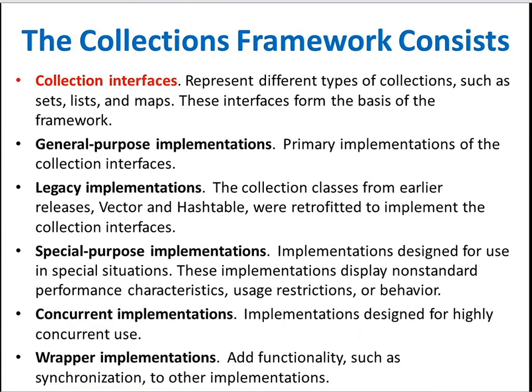The collection framework consists of different components such as collection interfaces. It represents different types of collection such as set, list, and map. These interfaces form the basis of the framework. Then next is the general purpose implementation. Actually, there are different types of implementation: general purpose implementation, legacy implementation, special purpose implementation, concurrent implementation, and wrapper implementation.